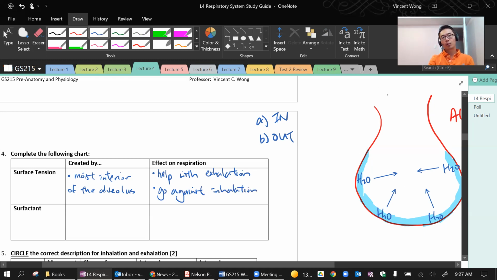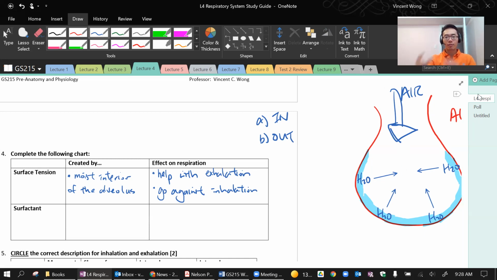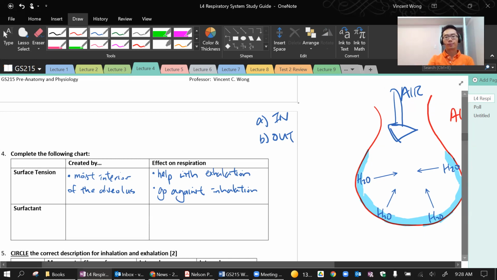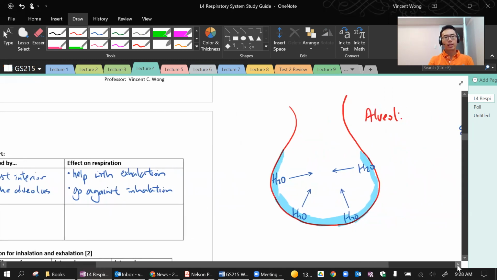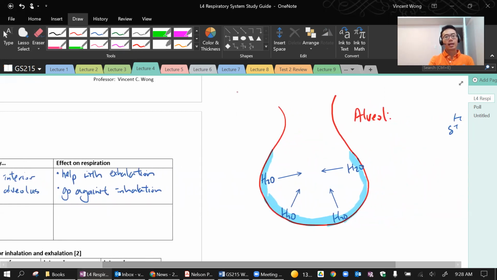Because in order to put air in, in order to breathe in, you have to counteract all these forces. You have to physically pull the surface tension apart in order to infuse the air. Now, if this is the case, then we would have a hard time breathing in all the time. It would be very laborious. And so nature has a way to counteract this.